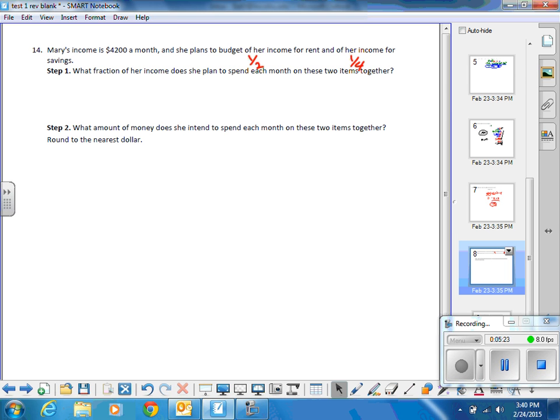In order to do that, they want us to add the two fractions together. So I need to take 1/2 plus 1/4, which I can't do because they don't have the same denominator. If you can't use a calculator, you need to know how to make these have the same denominator. Well, 2 goes into 4, which means my denominator is going to be 4.